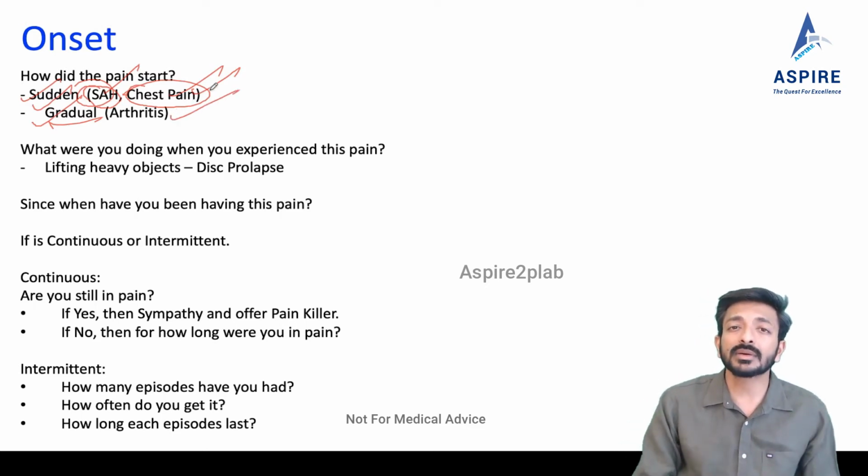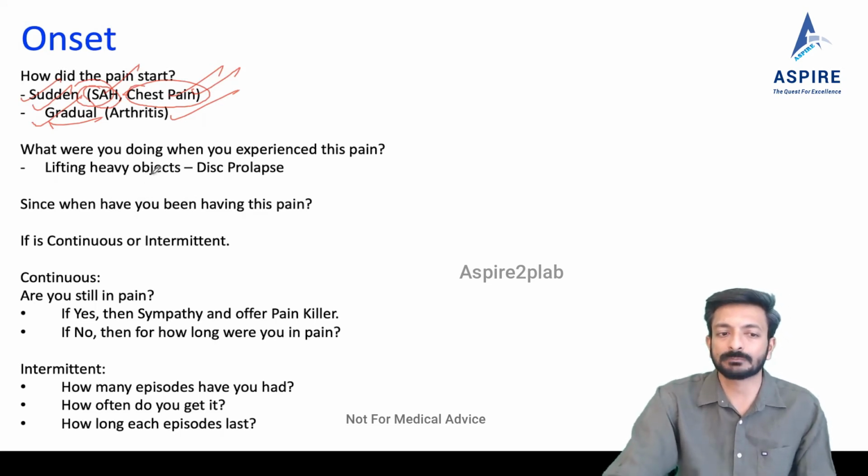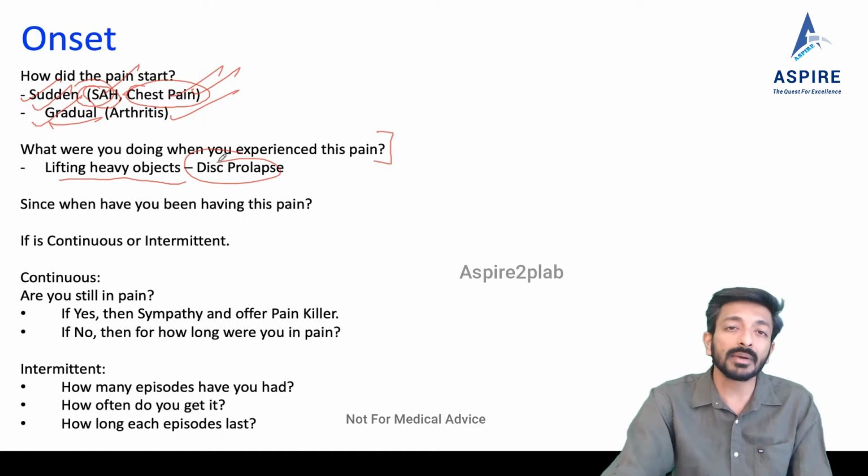Meaning the onset of the pain, whether sudden or gradual, will give you lots of idea about your diagnosis and your differential. Always ask the patient what you were doing before when you experienced this pain. Maybe the patient was doing something that has led to this kind of pain. Maybe the patient was lifting heavy objects and that's why the patient started having back pain.